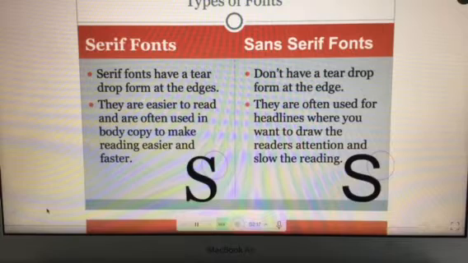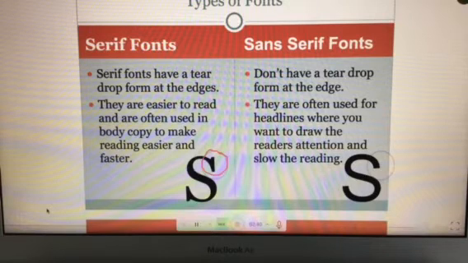A serif is a decorative line or taper added to the beginning and or end of a letter's stem, which creates a small horizontal and vertical plane within a word. They are easier to read and are often used in body copy to make reading easier and faster. Some of the most commonly used serif fonts include Times New Roman, Garamond, Baskerville, Georgia, and Courier New.